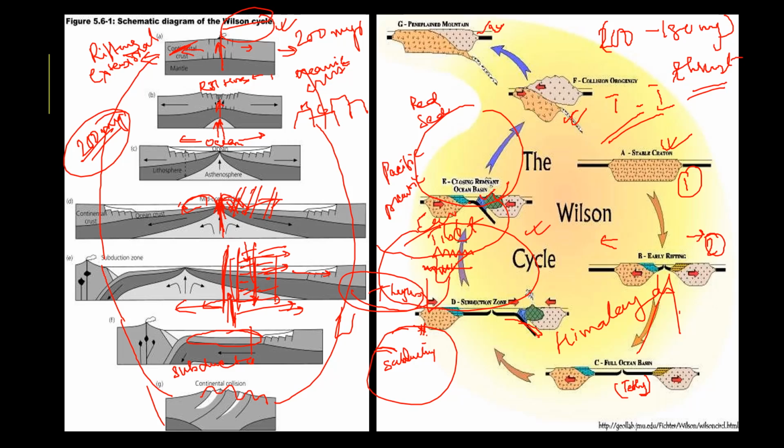So due to this collision, what happens? Fold chain mountains will form. Here fold chain mountains are forming. Two continental crusts are coming together. So two continents cannot disappear, right? So they will form fold chain mountains. And with time, what will happen? They get eroded, and again a plate or craton will be formed. So this is the total cycle of Wilson.